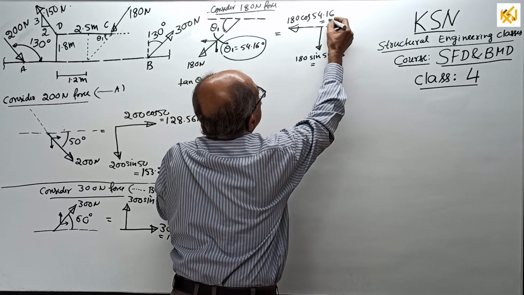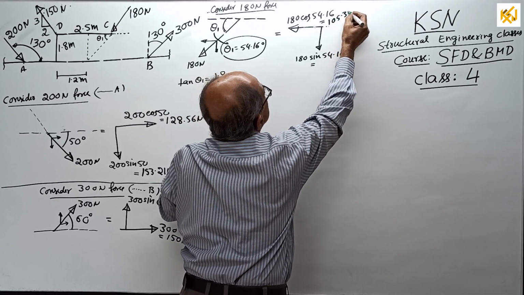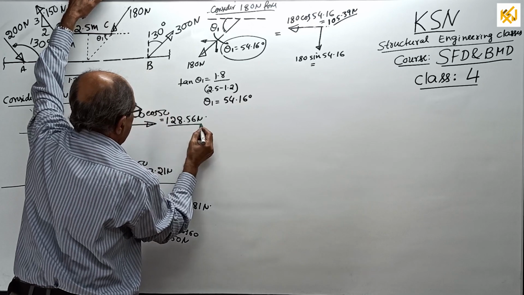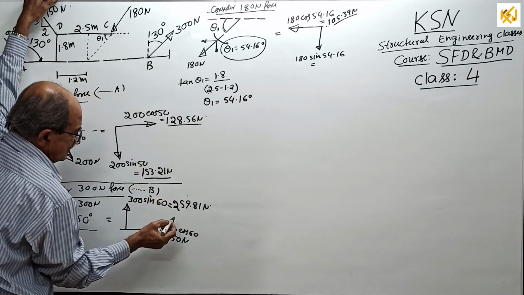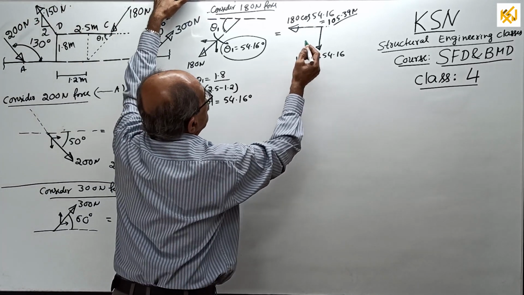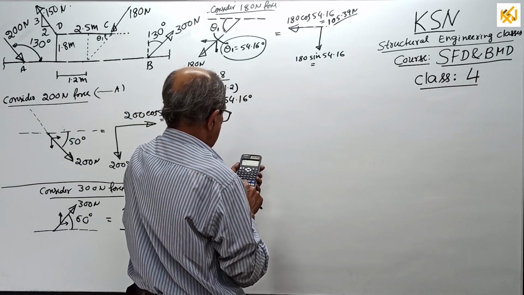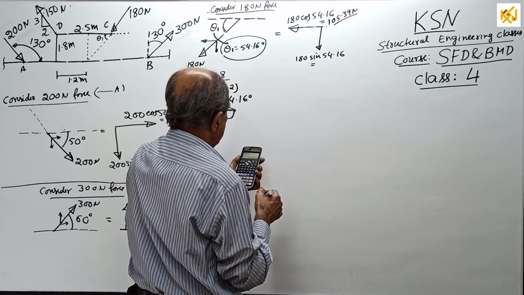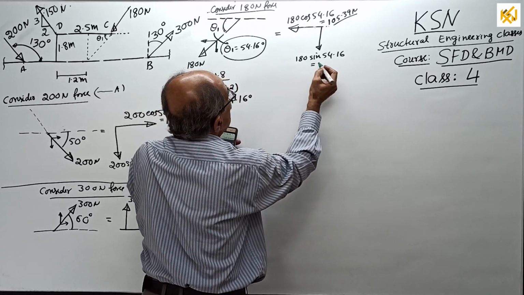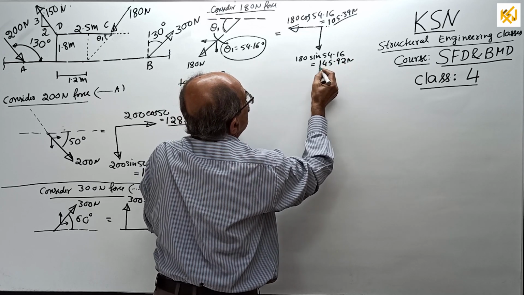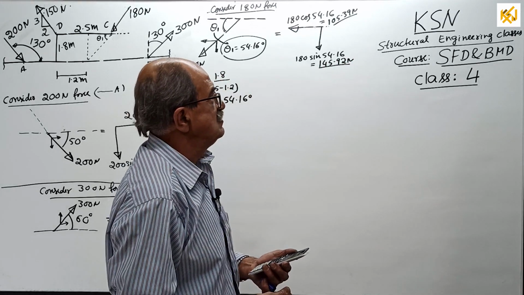105.39 Newton. I'll underline it. Okay. I'll underline so that I can see later. Otherwise, I would sometimes search which is where. Okay, now, the other component is 180 into sine of 54.16, which is 145.92 Newton. Over. That force also over.